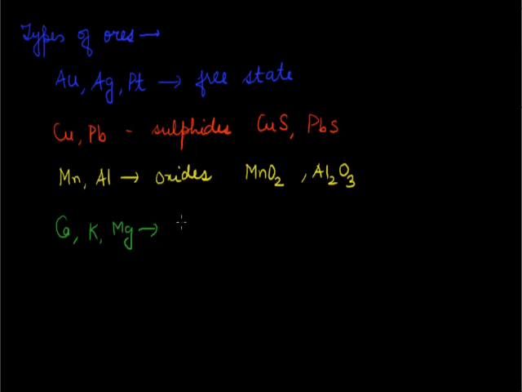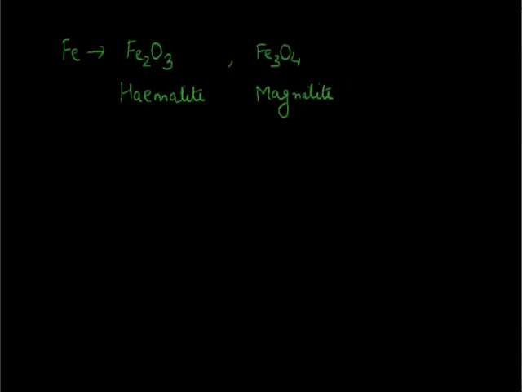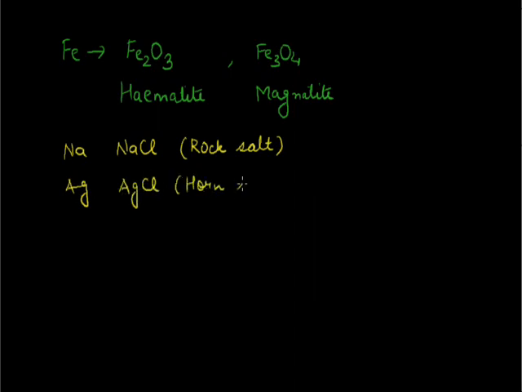We can quote some more examples of ores like iron. For example, metal iron. It has one of its ores as hematite, Fe2O3. Magnetite, Fe3O4. Then metal like sodium, very common ore, NaCl, which is called rock salt. Silver, its ore is AgCl, called horn silver. Calcium, it occurs as CaF2, fluorspar.